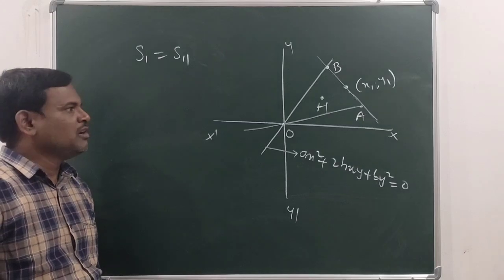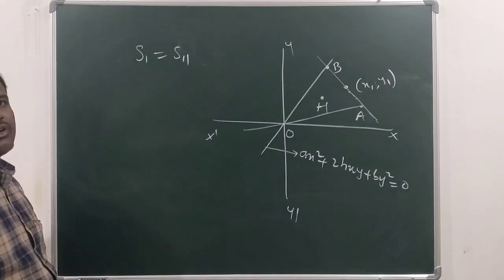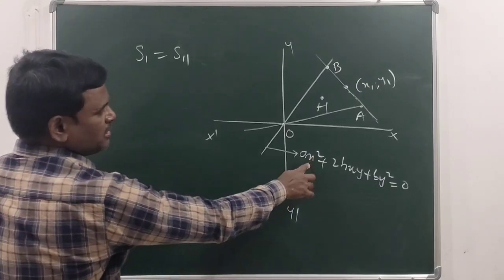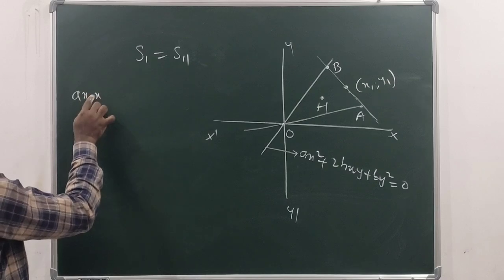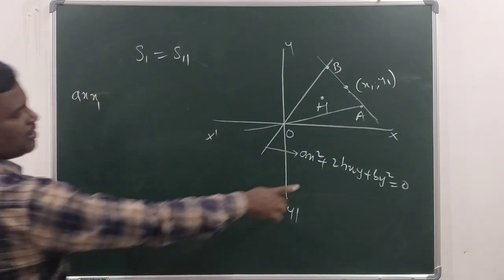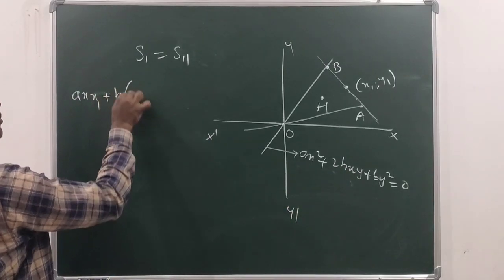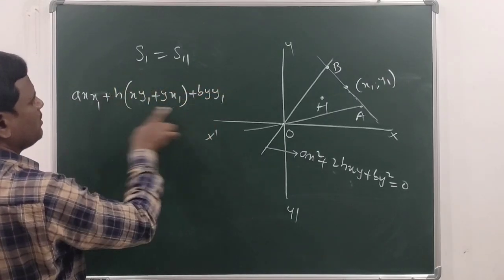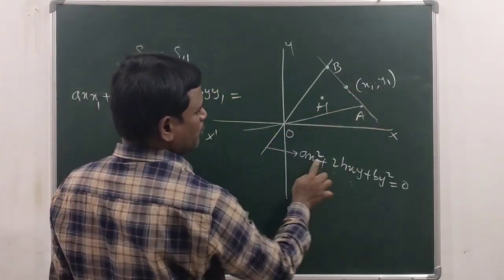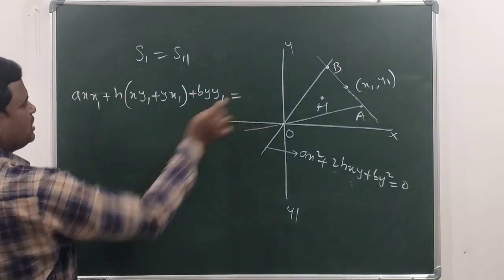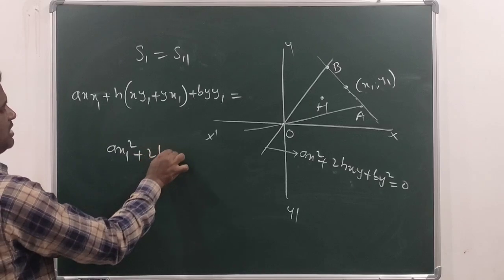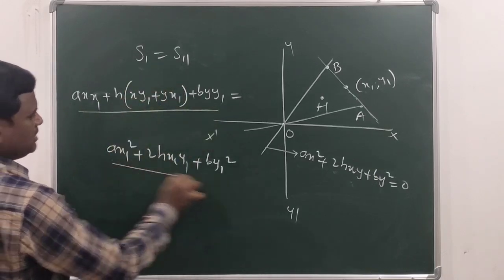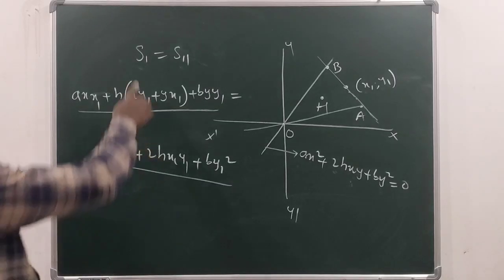Okay students, see, you can get that AB equation by S1 equal to S11. You may ask me, sir, what is S for this? So here S1 is axx1, and for the middle one you have to write h into (xy1 plus yx1), plus byy1. This is S1, which is equal to S11, meaning directly this point you have to substitute in the place of x, y here. So in the RHS part you will get ax1 square plus 2hx1y1 plus by1 square. So this is S1 and this is S11. S1 is equal to S11.